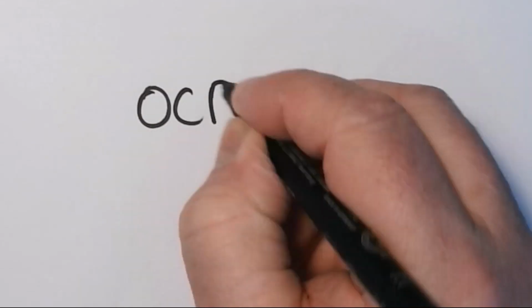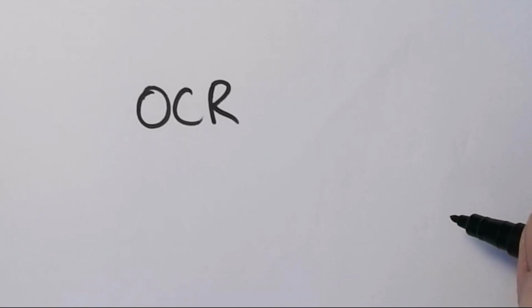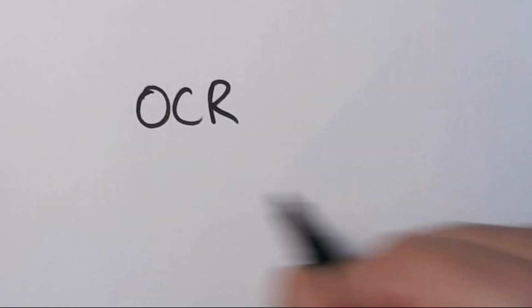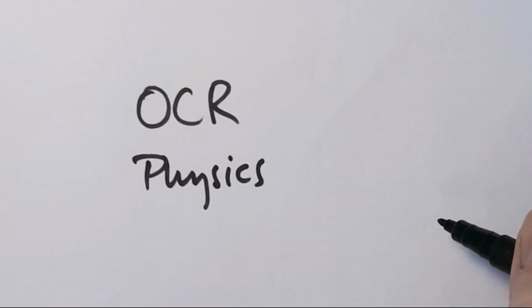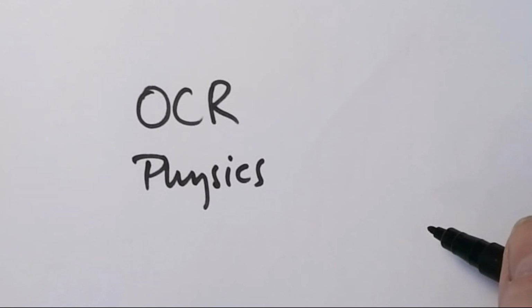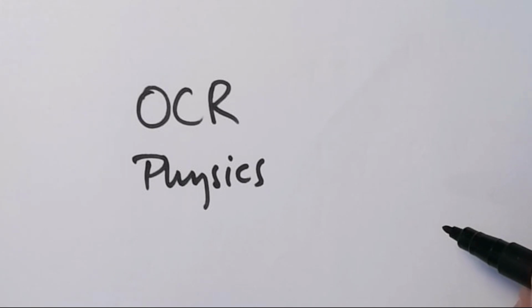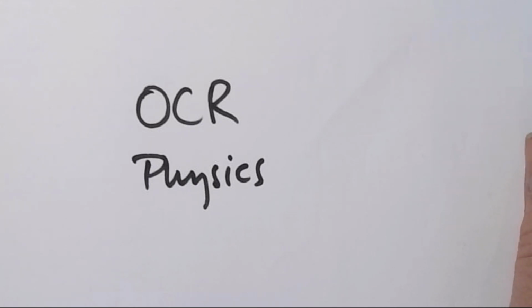Okay everyone, this is a video on the first physics paper. The exam board is OCR, it's physics, and it's the first paper you're going to sit, which is also the paper you sit at the end of year 10 for your mock. So these topics are relevant for foundation and higher. Triple tier students will need to do some additional topics as well, and I'll cover those in a different video.